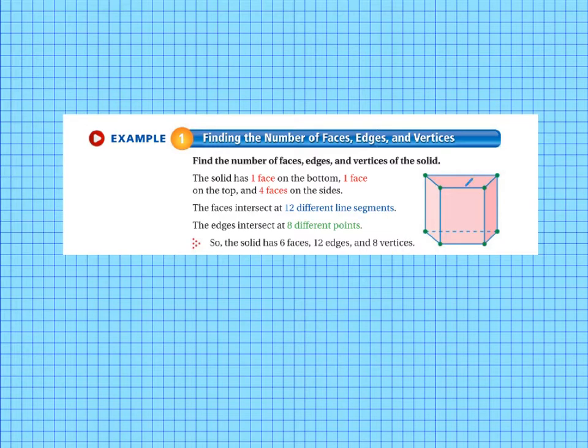So there's one here on the top and one on the bottom. And four faces on the sides. So you have one in front here and one in the back. And then you have one on the right and one on the left. So everywhere I've put an X, there's a face. So remember, the faces are the flat surfaces. So our first step is to count the faces. So that's step 1. And there are 6 faces.